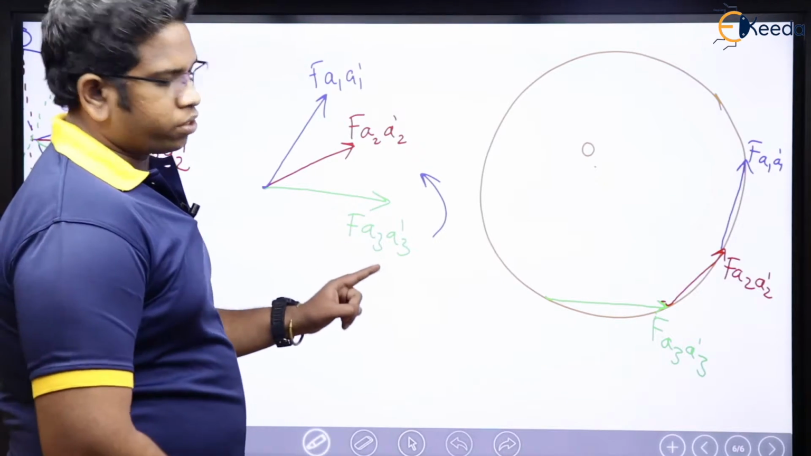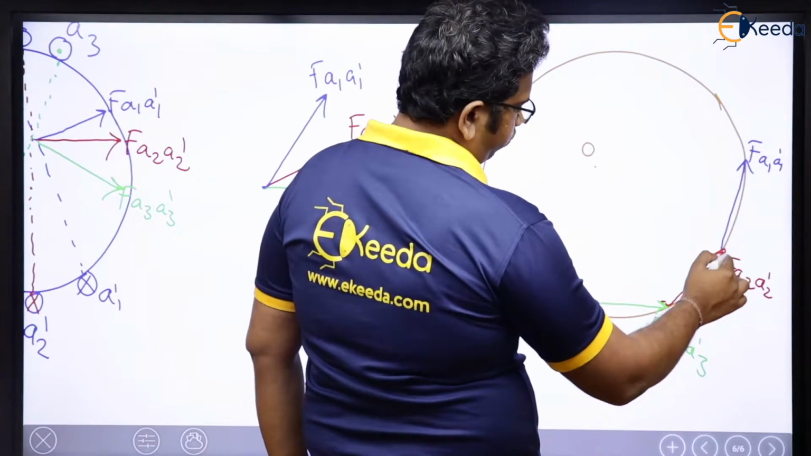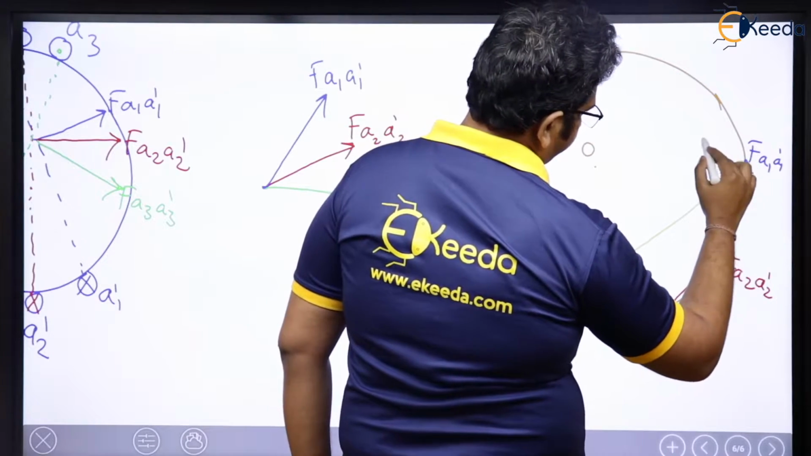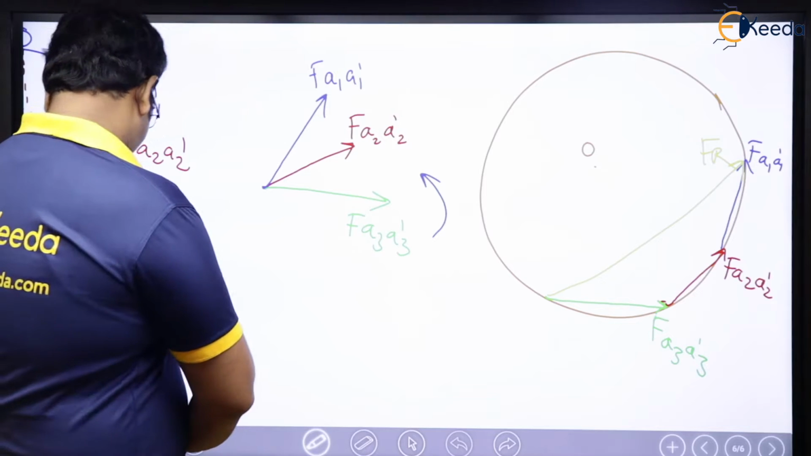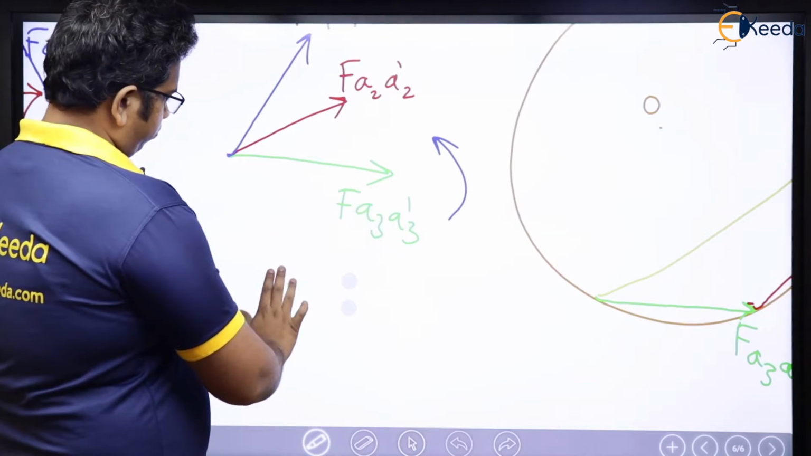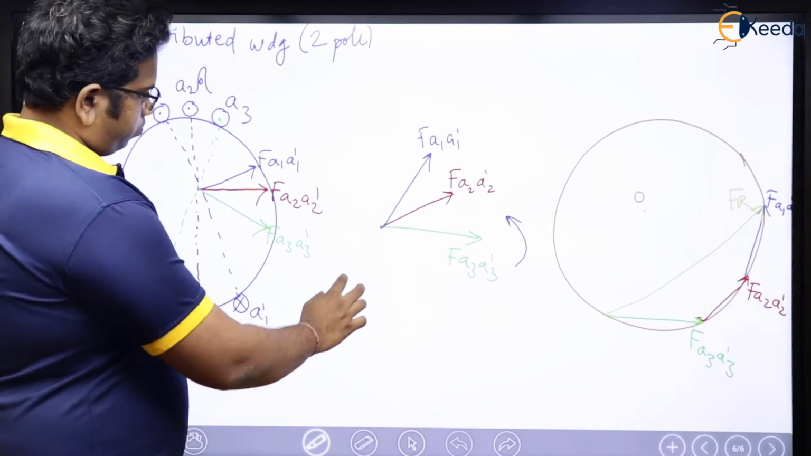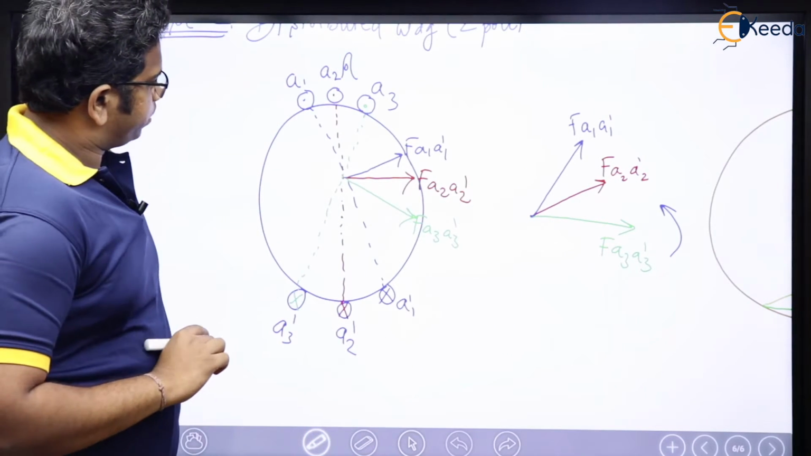Now if you think of the resultant, what is it going to be? F A3 A3 dash plus F A2 A2 dash plus this one. So the resultant is going to be this way. Resultant, right? Now see here, very important.